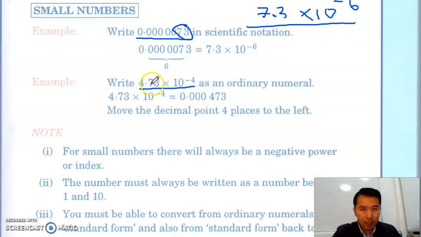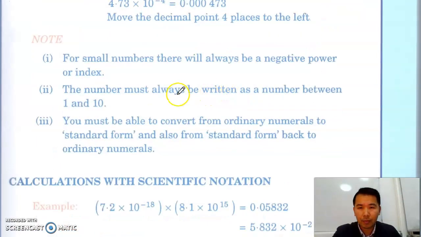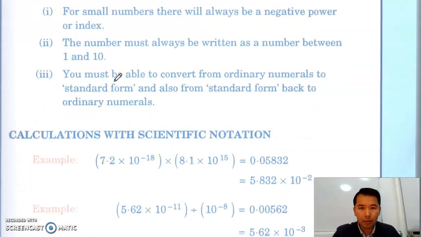So again, whenever you see minus, it means go to the left. So you have 4, 7, 3, right? 4.73. You start from here, but you go back 4 times. That's 2, that's 3, 4. So 1, 2, 3, 4, and then you put a dot there. That means going back 4 times. So that's the trick. That's how you do it.